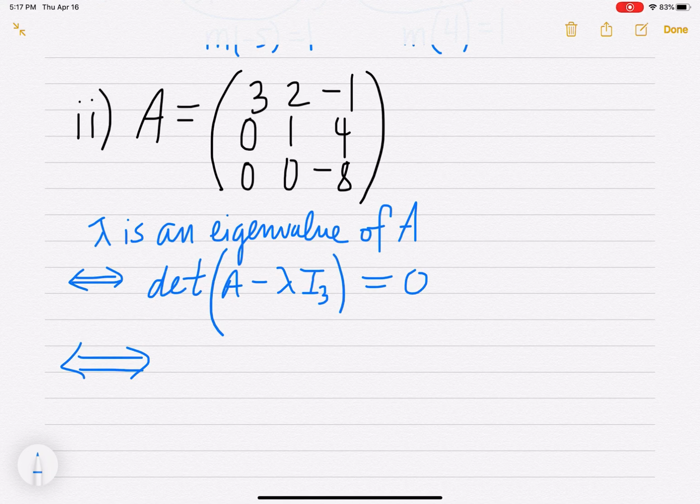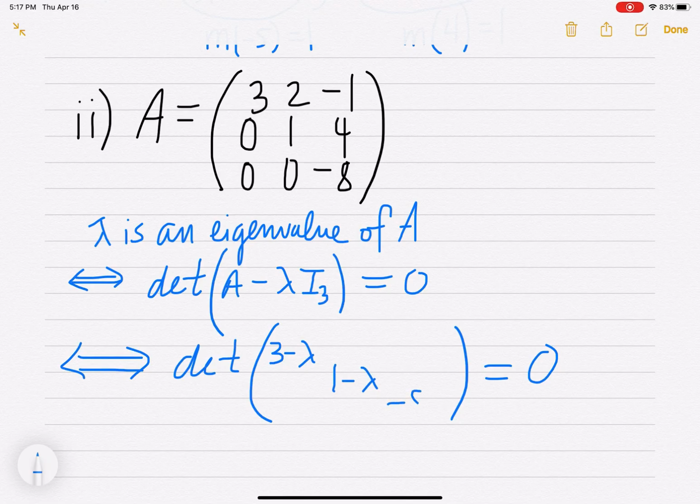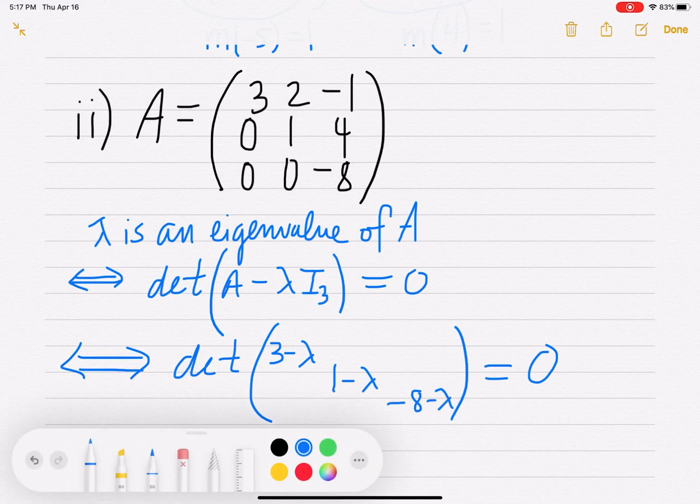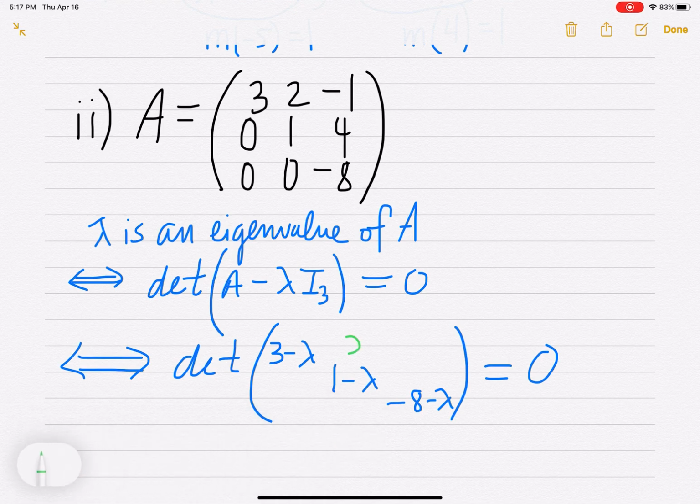So you remember that. All right, so actually what happens is the main diagonal gets a lambda subtracted, right? You get 3 minus lambda, 1 minus lambda, negative 8 minus lambda. And all the other entries basically stay the same, right? You get 2, negative 1, 4, 0, 0, 0. So the diagonal entries change on the A because you're subtracting a diagonal of lambda, basically.